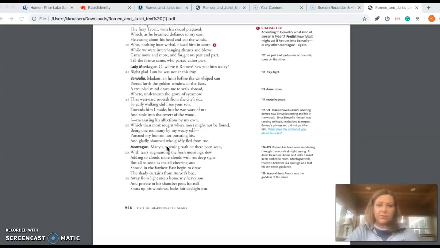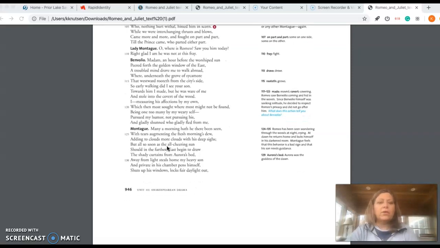I tried to go talk to him, but he obviously didn't want to talk to me, so I left him alone. Lord Montague adds to that. He says, "Many a morning hath he been there seen, with tears augmenting the fresh morning's dew." If you think of dew in the morning on the grass, it's really wet, and Romeo's been seen out by the sycamore grove, adding to that, augmenting the fresh morning's dew. So he's been crying. Clearly he's upset about something.